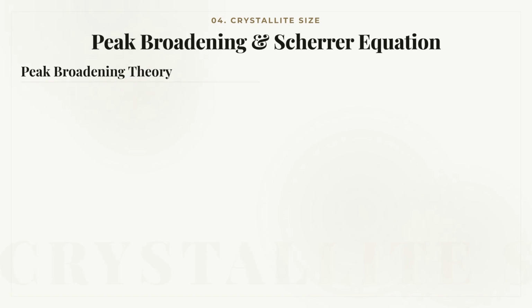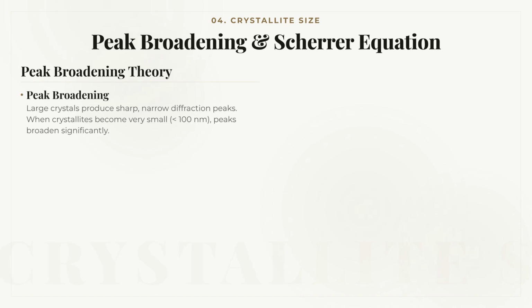When a material consists of large crystals, the diffraction peaks are sharp and narrow. However, when the crystallite size becomes very small, especially in nanomaterials, the diffraction peaks become broader. This broadening occurs because smaller crystals have fewer atomic planes contributing to diffraction. The broadening of diffraction peaks can be used to estimate the average crystallite size. This is done using the Debye-Scherrer formula.